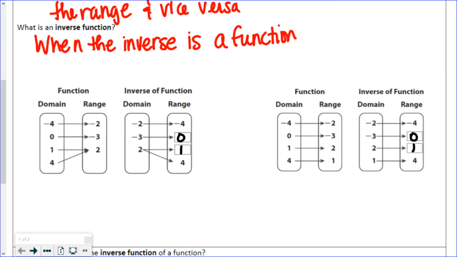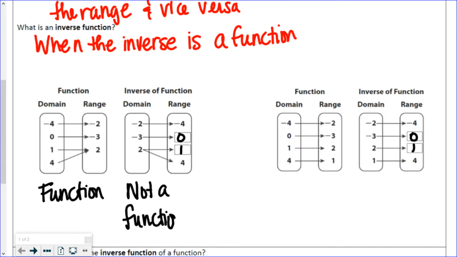If you notice though, for this one here, when we flip it, now I've got one x going to two different y's. So this guy here is a function, but its inverse, because the x goes to two different y's, is not a function. Whereas if you look at the second set of tables, the function obviously is a function. And the inverse, all these x's go to only one y value, so the inverse is a function.